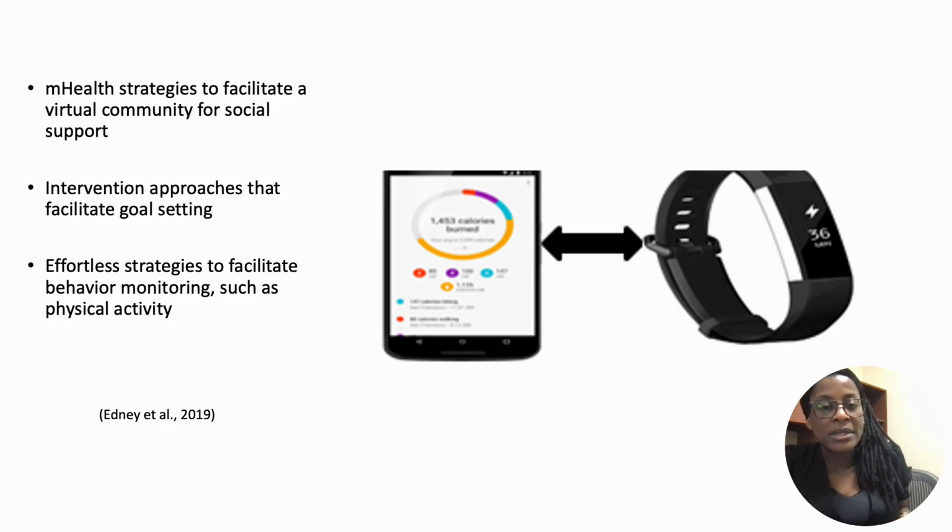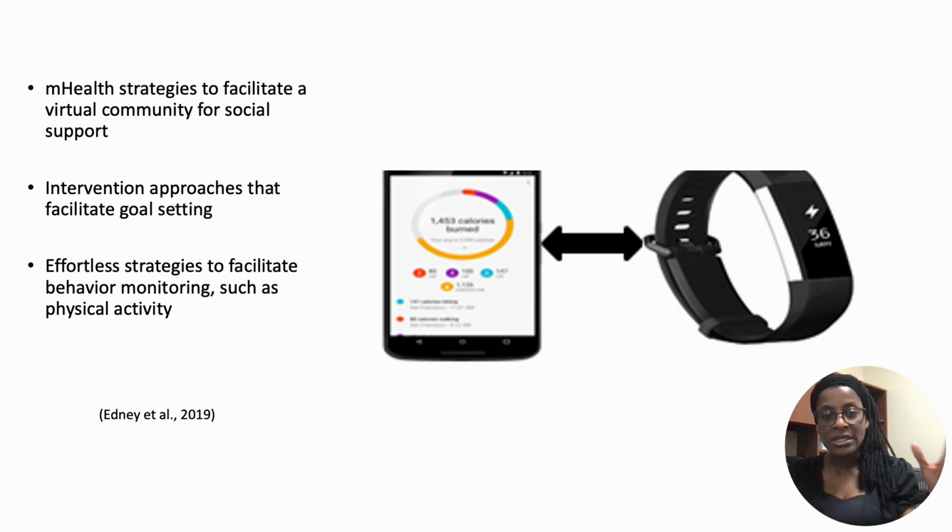Also, apps allow for goal setting. For example, you can monitor your goal in terms of eating behaviors relative to your goal in terms of weight loss. You can also monitor your goal with physical activity, and it allows you to gauge where you are and potentially change your physical activity behavior to meet your goal.